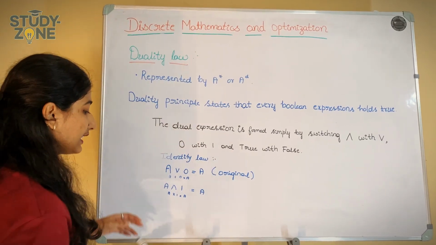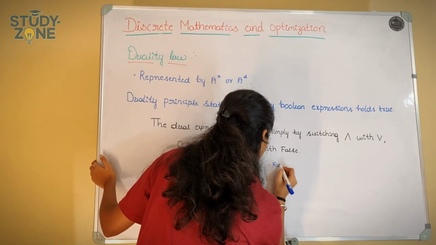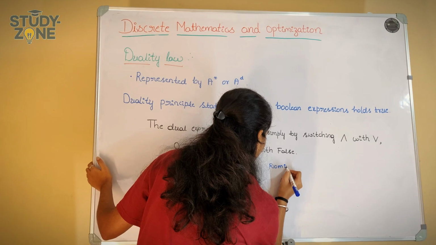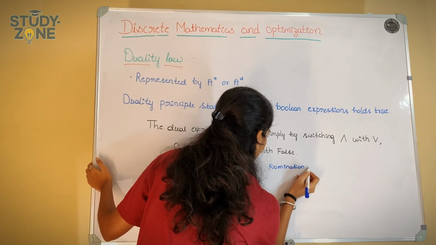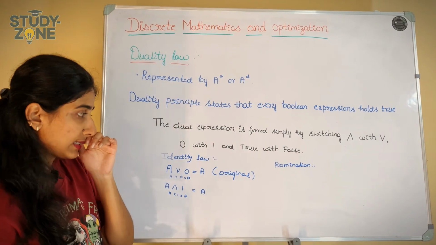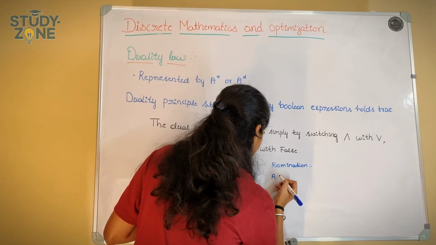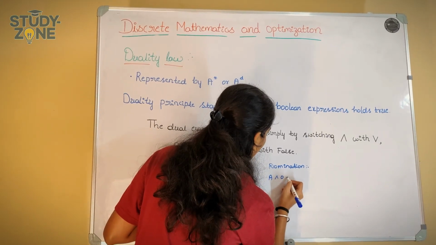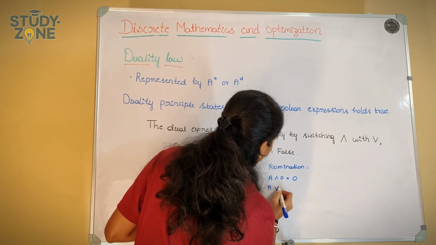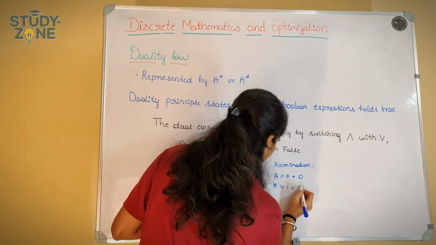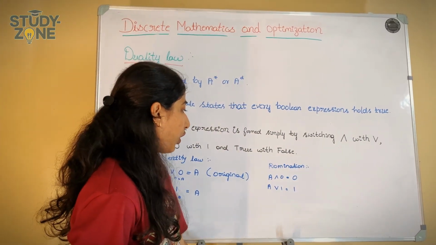And then let's say another example, that is domination law. Here we are not getting the same answer, okay? So here what happens is, if we take A and 0, it will become 0, correct? And if we take A or 1, it will become 1. So we will get some expression, but the result will not be the same.